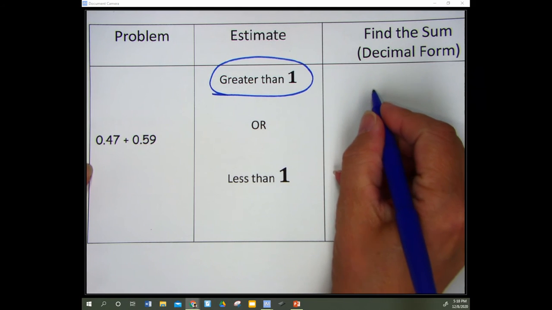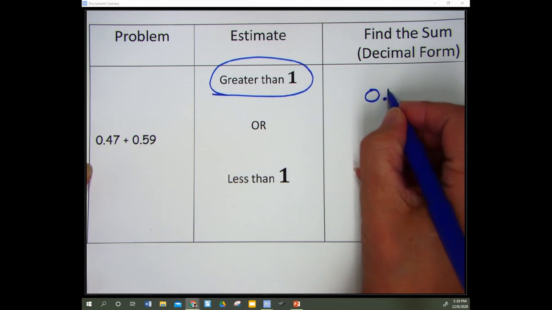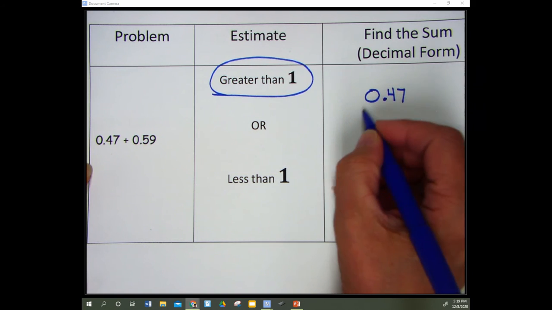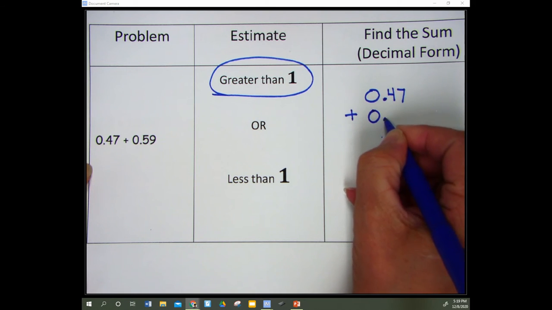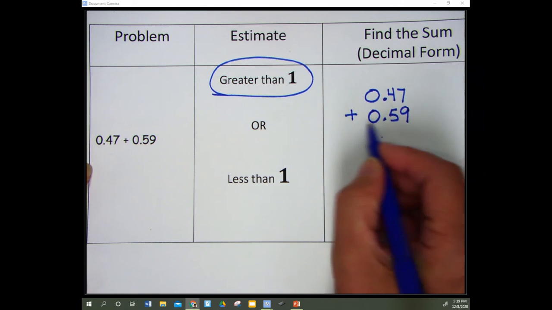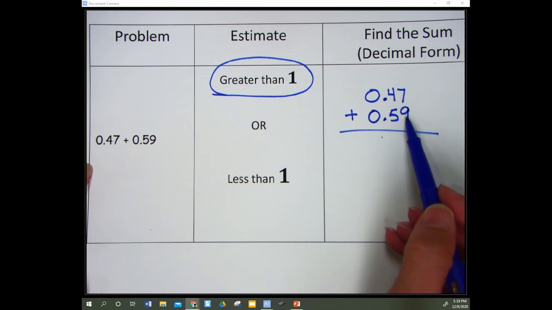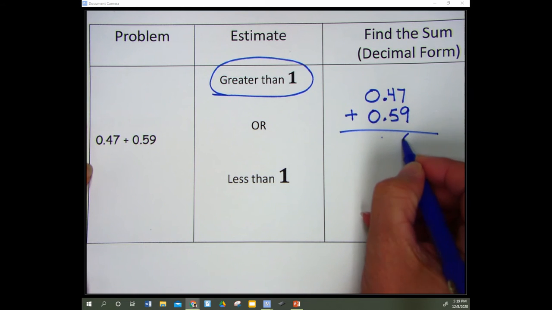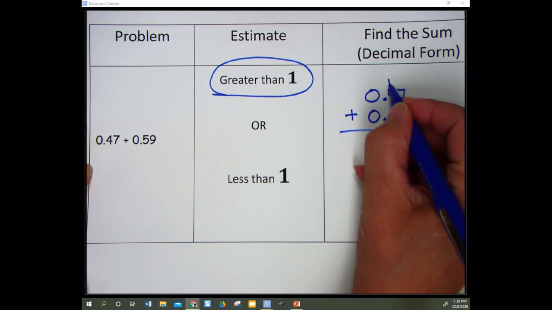To find the sum, of course, remember first you need to recopy the decimals so that they are stacked. That means the decimal points need to be right above each other in the problem. Now I can go ahead and add. I have 7 hundredths plus 9 hundredths. That would be 16 hundredths. That's the same as having 6 hundredths, and that 10 hundredths is the same as having 1 tenth.